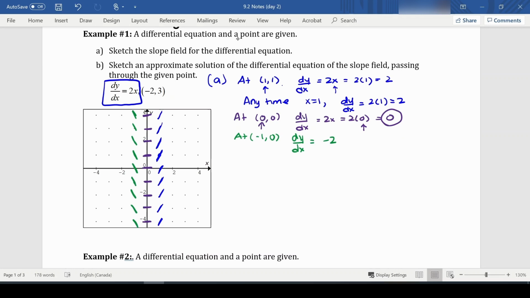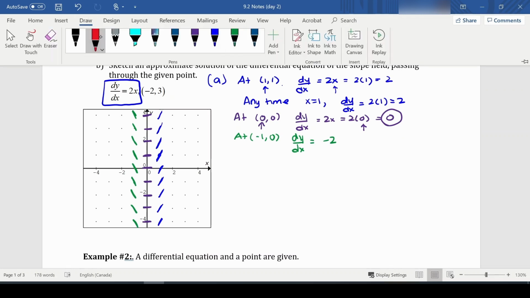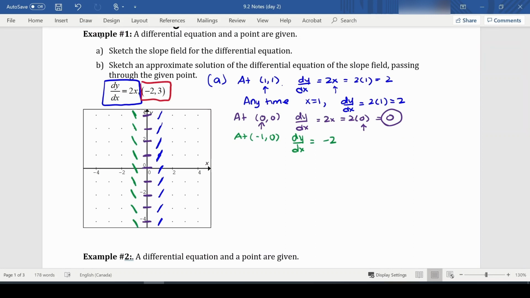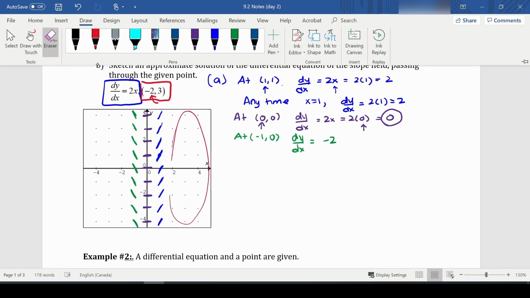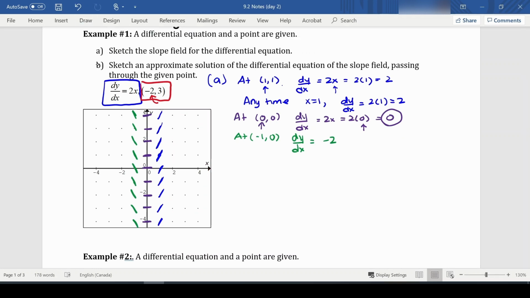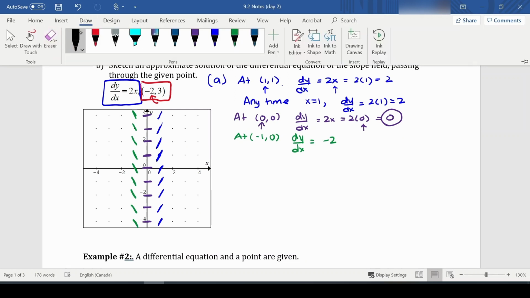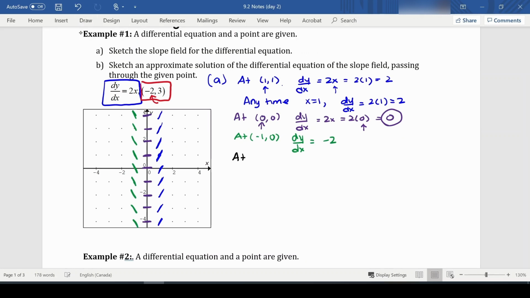And then I'm going to take a look at my point and see where else I need to go. If I take a look at this point here, I have an x value of -2. So I don't really need any more on this side of my grid. What I really want is some more on the other side of the green section. So I'm going to try x is -2. dy/dx would be -4. So I'm going to have slopes of -4 when x is -2.